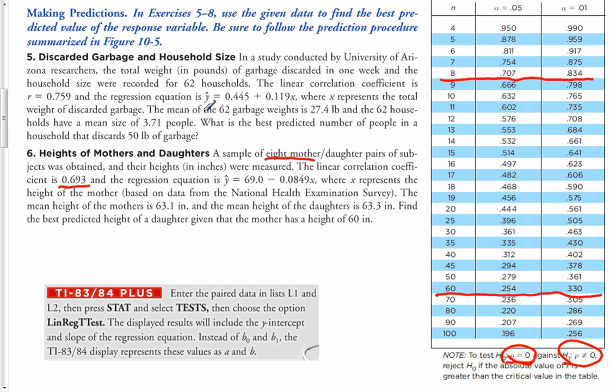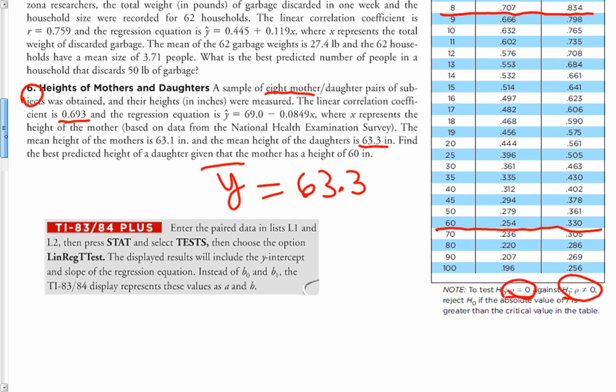height of the daughter. So therefore, the best predicted value for number 6 is going to be y bar, the average height of the daughters, not the value we get from plugging x into the equation, but the y bar, the average height of the daughters, which is 63.3 inches. So the answer for number 6, 63.3. We don't use y hat in that situation.